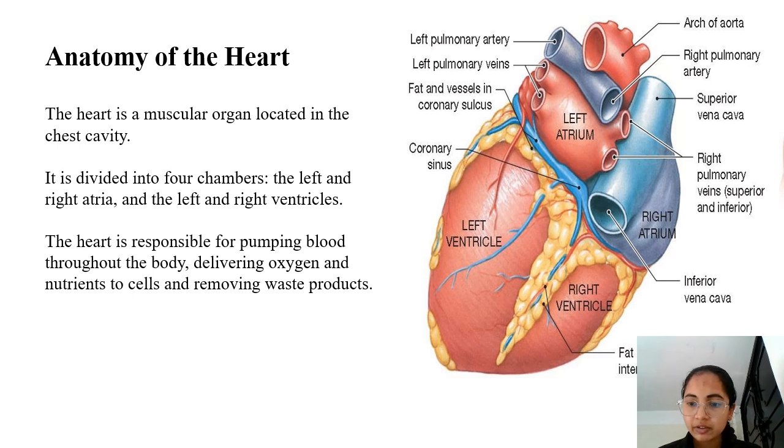In this diagram we can see the left pulmonary artery and left pulmonary veins, and there are fat and vessels, the coronary sulcus and coronary sinus, and the left atrium and superior vena cava.